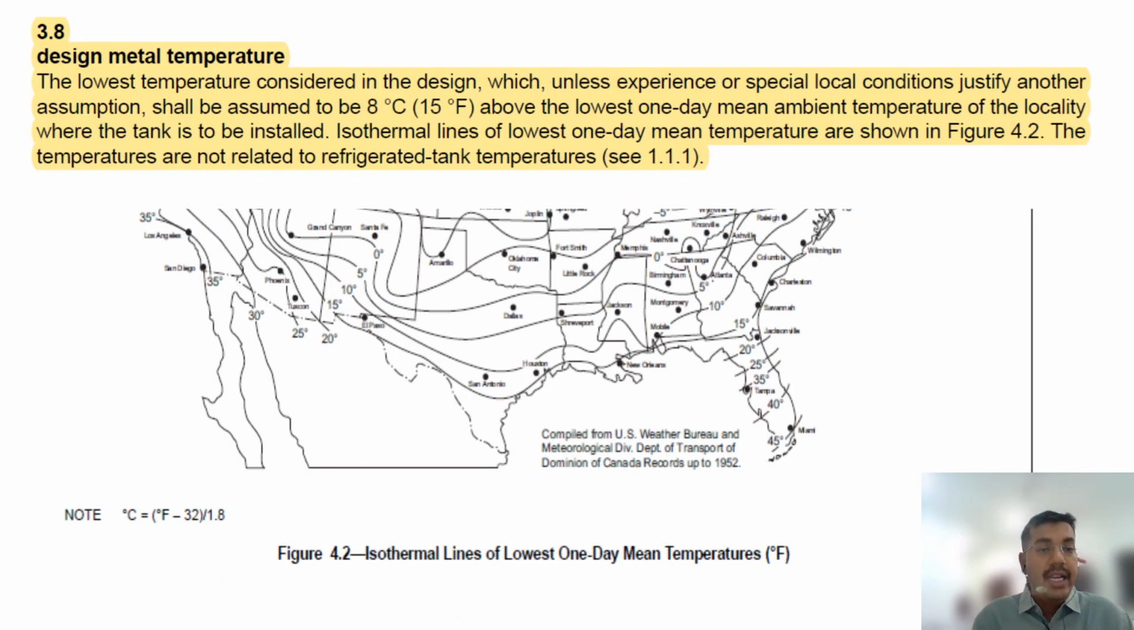If you remember, I told you in Part 1, in the last 2-3 slides, that there is an open book question. So practice it and do it carefully, and you will get one open book question for sure. This is another must open book question: design metal temperature, how you will find it by isothermal lines of lowest one-day mean temperature. What I told in Part 1 is that you have to add 15 degrees F to the lowest one-day mean temperature of that particular location to find the design metal temperature.